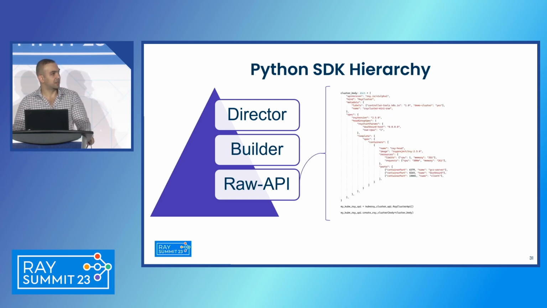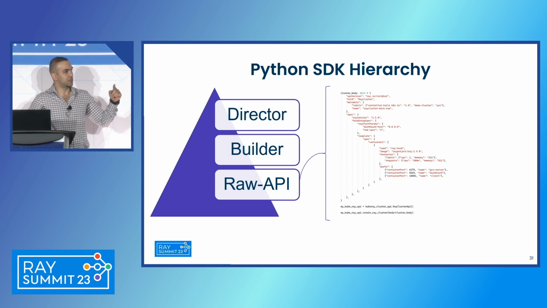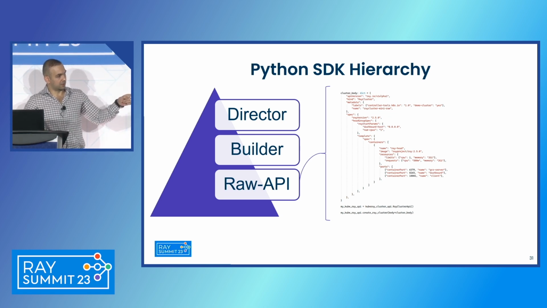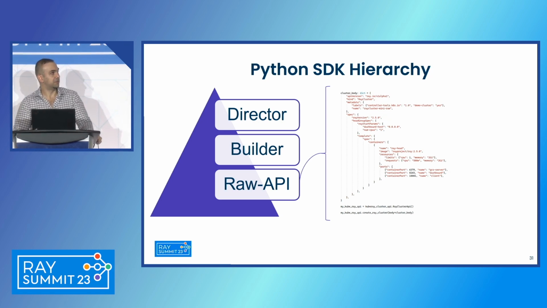And finally, in the lowest level, you would have the raw API. And within that raw API, you define your cluster definition whichever way you want. It gives you the most flexibility. Anything you can do with a YAML file, you can do with the raw API. And then it can create your cluster for you. Now, for those who are familiar with implementing the director pattern and using factories, you would know that the director under the hood uses the builder, which under the hood uses the raw API. They're just different levels of abstraction of how you would be interacting with the KubeRay cluster.